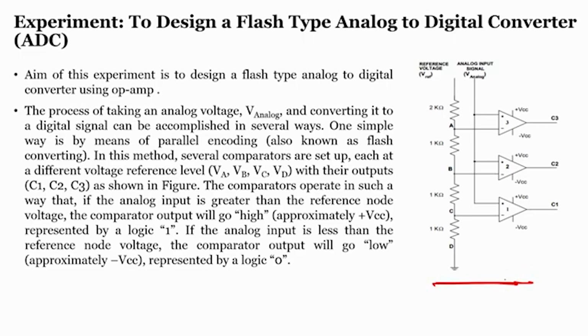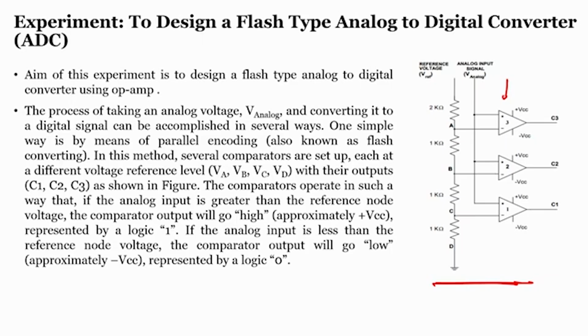Now the process of taking analog voltage V analog and converting it to digital can be accomplished in several ways, which are called ADCs. One of the simple ways is by parallel encoding, also known as flash converter. In this method several comparators, you can see comparator 1, 2, 3, 4, you can have n number of comparators and it will be an n bit ADC, but we restrict it to 8 bit ADC, 12 bit ADC. We can have different kinds of ADCs, like 8 bit ADC, 12 bit ADC, but the one that we are showing you here is a 2 bit ADC. So we will discuss this in detail.